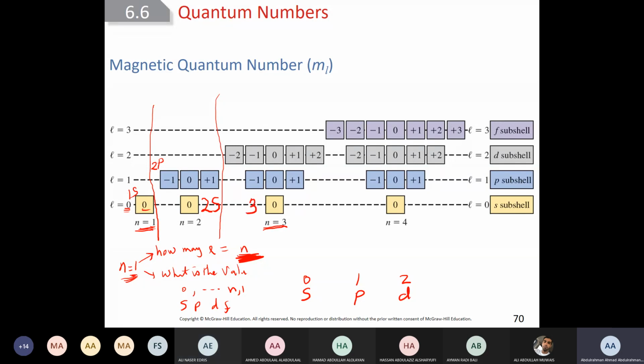And that's why I'm going to call this orbital what? 3s. This one 3p. This one 3d. Is this clear?